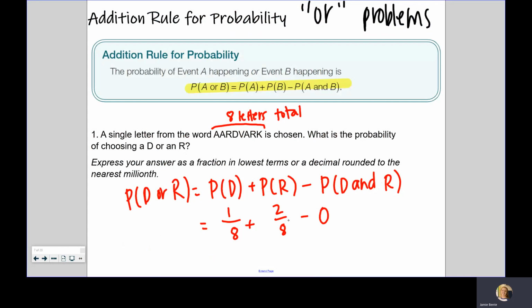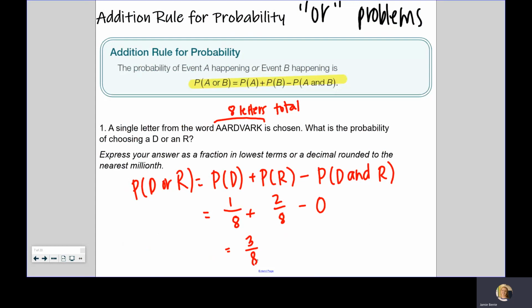So we have 1 over 8 plus 2 over 8. These are really easy to add in your head. They have the same denominator. You can do it in your calculator if you want, but we have 1 plus 2 is 3. And we're allowed to do that because we have the same denominator. We have a common denominator. That's 3 over 8. And that's in simplest form, or lowest terms as they call it.